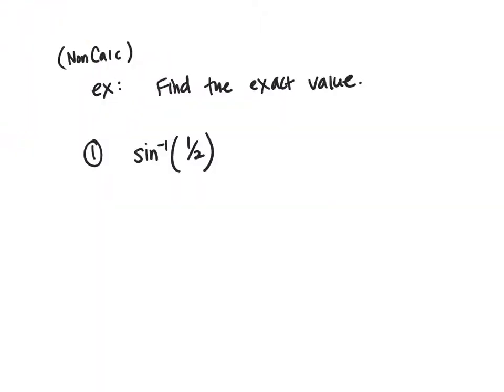Let's take a look at an example. It says find the exact value. What is inverse sine of 1 over 2? I notice that I have the inverse notation there, so I need to keep in mind the automatic restrictions that are part of the definition. One way to think about this is as follows. Sine of what angle would give me 1 over 2 such that your angle is between negative pi over 2 and pi over 2? Because those are your angle restrictions.